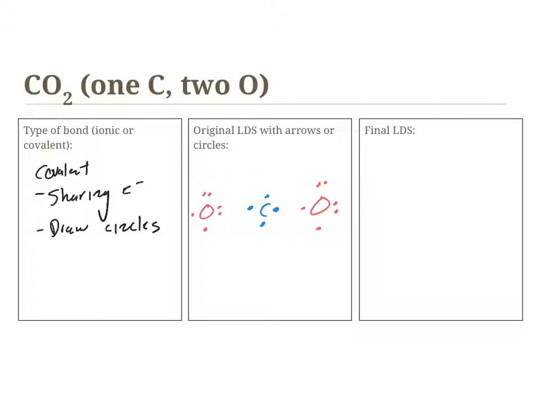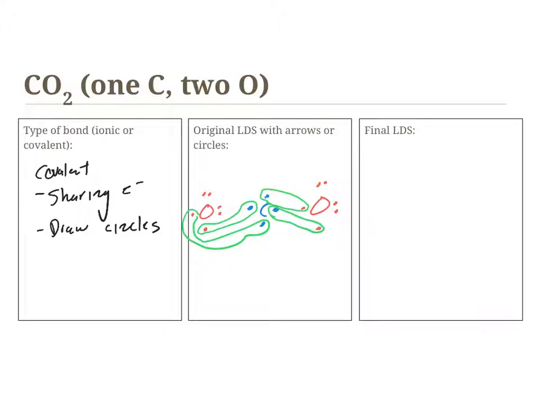Now I'm going to go ahead and look and say, well, I don't want to draw a circle around pairs because those are already paired up. So what I'm going to do is draw a circle around single electrons and pair them up. So I'm going to do this, and I'm going to do this, and I'm going to do this.